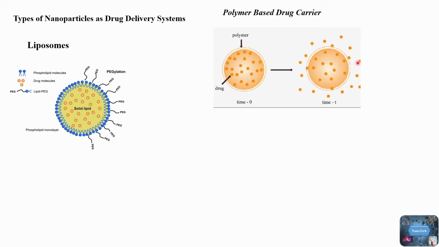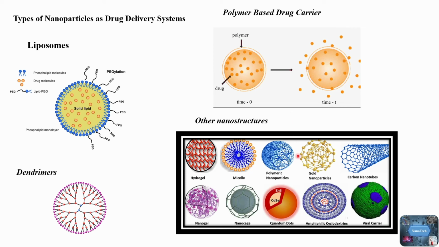Polymer-based drug carrier. Colloidal solid particles made from biodegradable polymers, natural or synthetic, are known as polymeric nanoparticles. They can successfully enter cells through capillaries because of their small size, 50 to 300 nm, which increases the concentration of the therapeutic medication at the site of action. Metal and other nanoparticles such as CNT, nanocage, hydrogel, and micelle are also used for drug delivery applications.